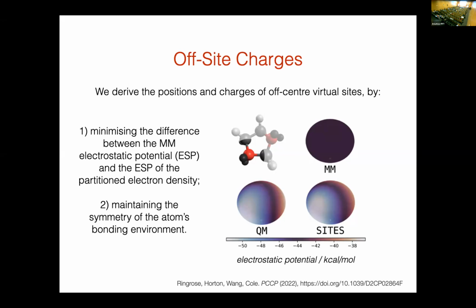But rather than using dipoles, quadrupoles, octopoles, etc., we take a simpler approach of just adding a couple of off-site charges close to the atom under study. In this case, we have these sort of rabbit ears on the oxygen atom to reproduce the areas of negative charge around the oxygen atom in the lone pair positions. And this is simply done by minimizing the difference between the MM electrostatic potential and the quantum mechanical electrostatic potential of the partitioned electron density. So you can see we have a good fit in this case.